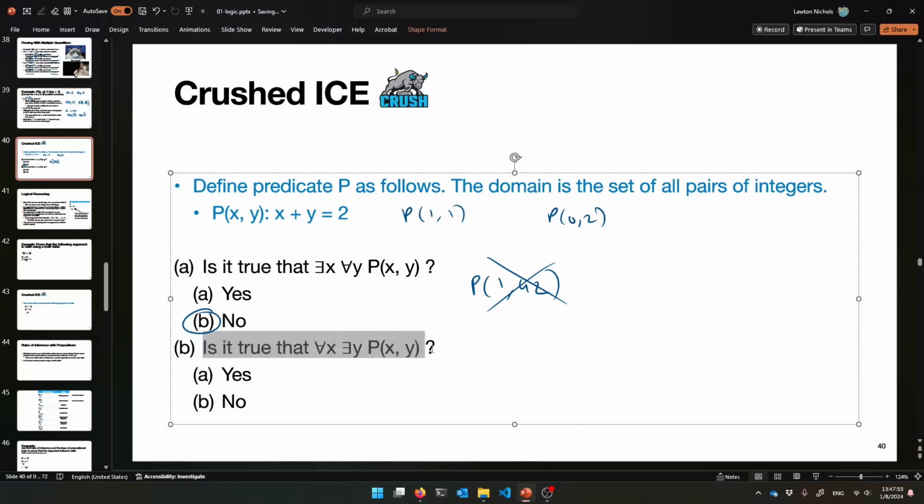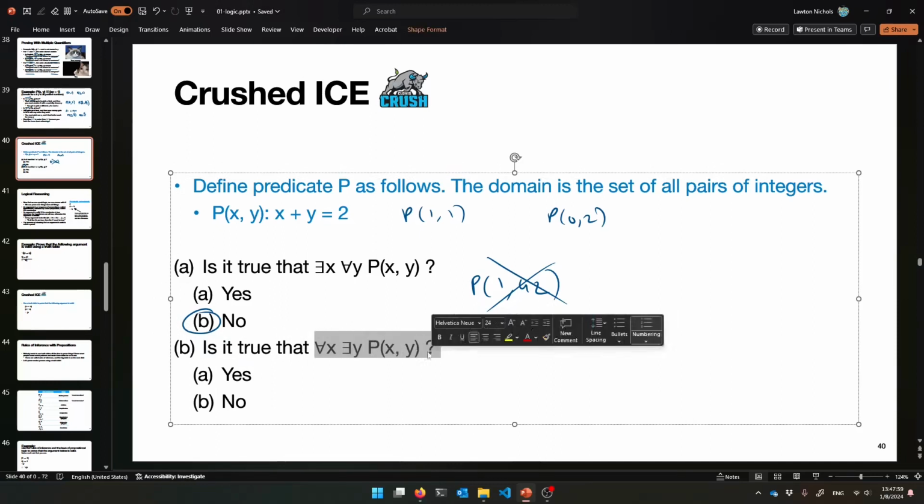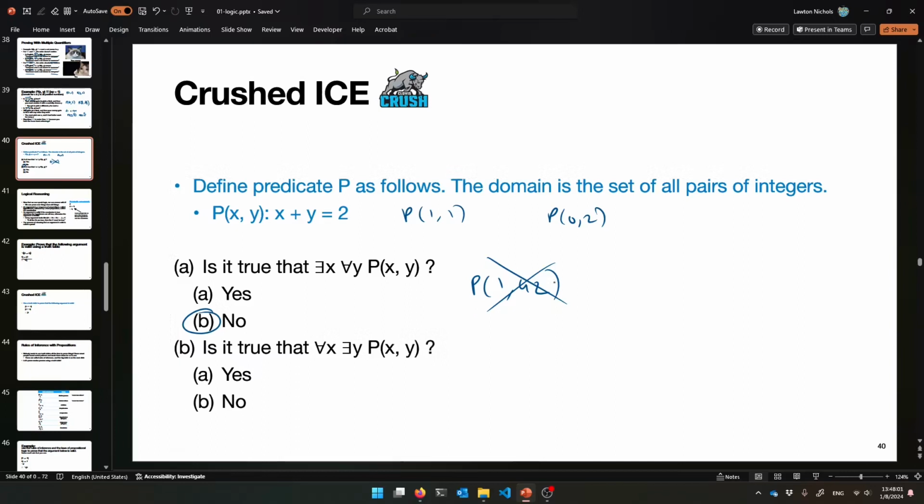And so for this one, this is the easier one, so maybe the answer is yes. Is it true that for all x, there exists a y such that P of x,y is true? The idea is your enemy's going to pick every possible value. They're going to pick, I don't know, 0. Is there always a good value to counter with that? They get to pick first. Then you get to go second. Can you counter the 0 with a good value that makes x plus y 2? Yeah, you can pick a 2 there.